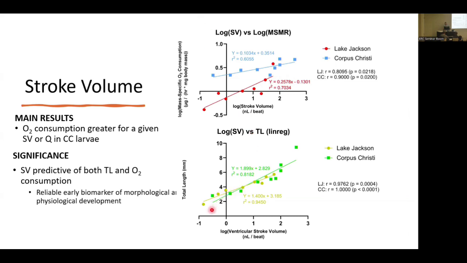Also seeing that when we look at stroke volume versus total length, stroke volume appears to be very well correlated, a good predictor of length across both of those sites. So strong correlations, slightly better for total length, but also solid for that oxygen consumption. Meaning that stroke volume is looking like our best biomarker. Again, the goal of this was to find a biomarker measurable early on in life that's going to be predictive of those morphological and physiological endpoints for these larvae. So we're seeing that with stroke volume. And again, these figures are a little larger than we were before, unfortunately.